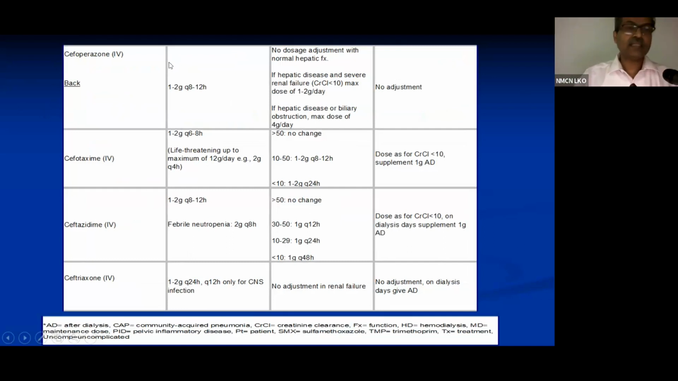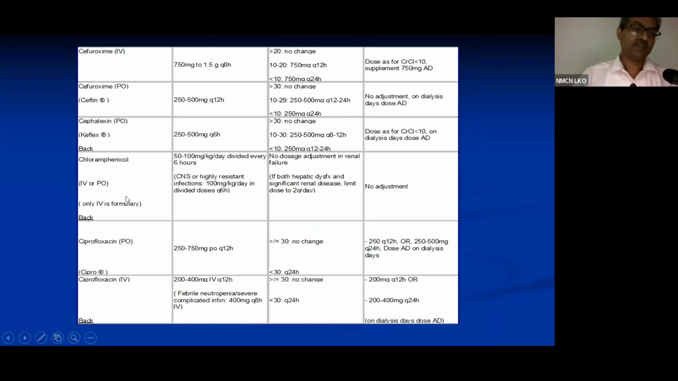Similarly, you can see here cefoperazone usually does not require dose modification with renal impairment. It is one of the commonly used antibiotics at our place. But you must remember, if there is hepatic disease and severe renal failure, the maximum recommended dose is 1 to 2 grams per day. I am giving emphasis because it is one of the commonly used drugs in our hospital. Similarly, ceftriaxone, no dose adjustment in renal failure is required.